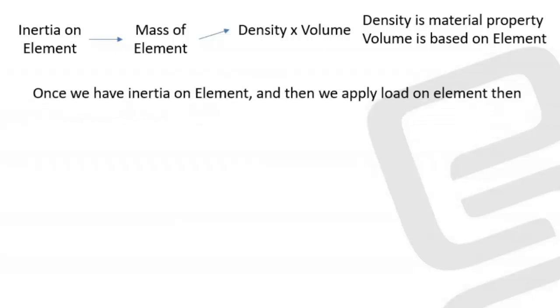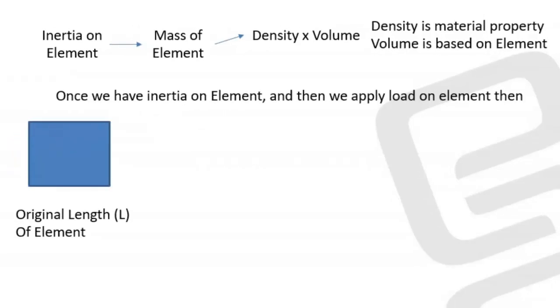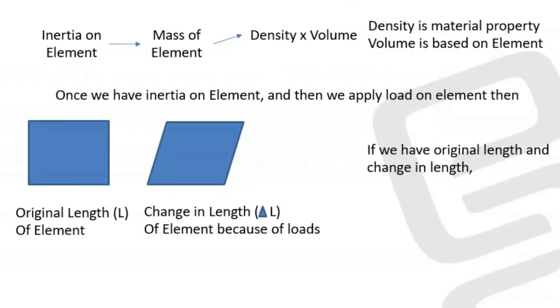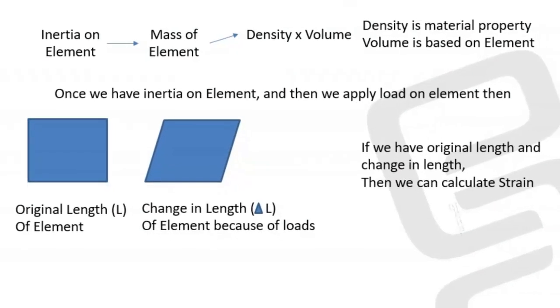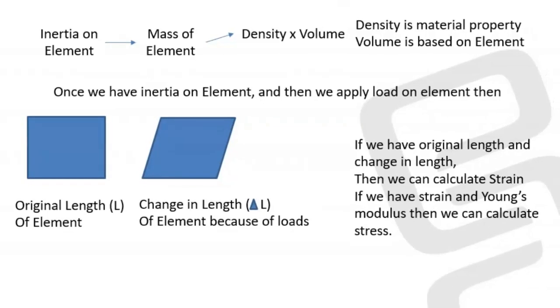So once we have inertia on the element and then we apply load on that element, so we have original length of the element where the load is not applied. After applying the load, we know the change in length of that element. So if we have original length and change in length, then we can calculate strain. Once we know the strain and Young's modulus, we can calculate the stresses. So this is how my software works.